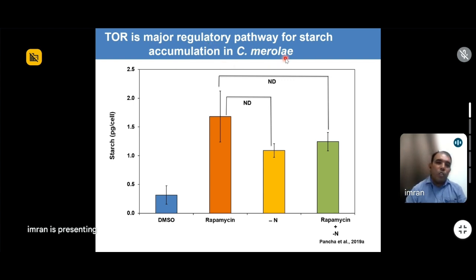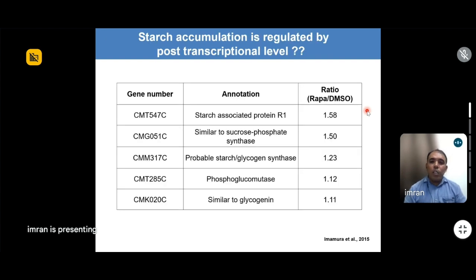So it is true that TOR is involved in starch accumulation. But as I mentioned, there is no molecular mechanism available even in the case of yeast and mammals. So we thought, let's try to uncover what might be the mechanism behind these processes. At that time, microRNA data was available under the rapamycin treatment.